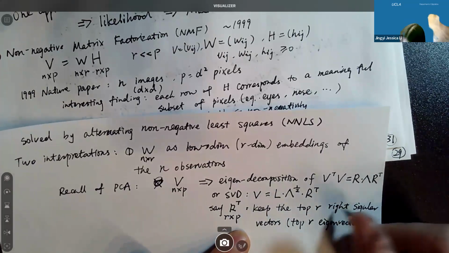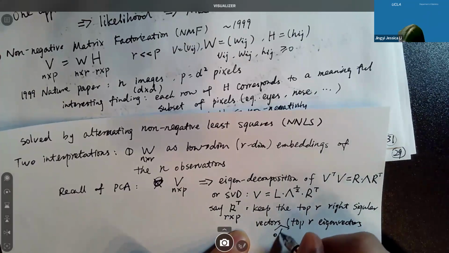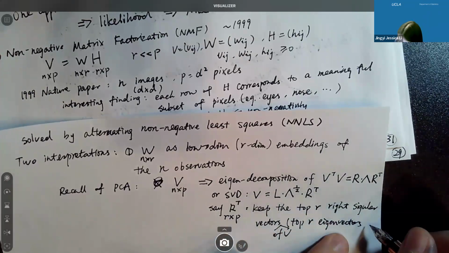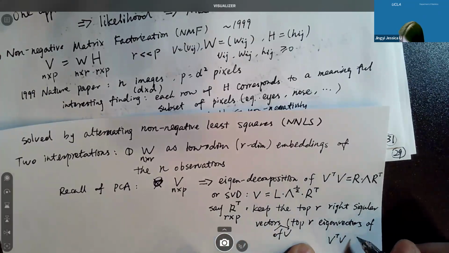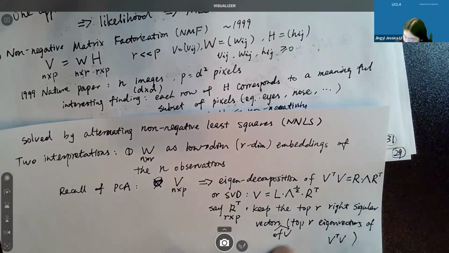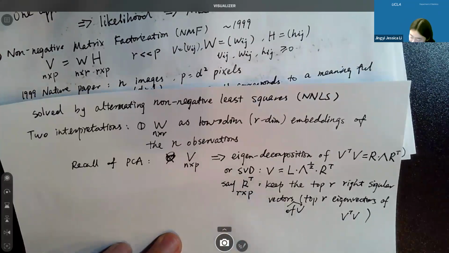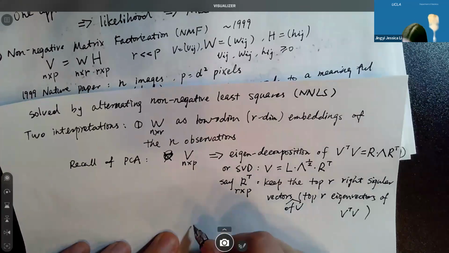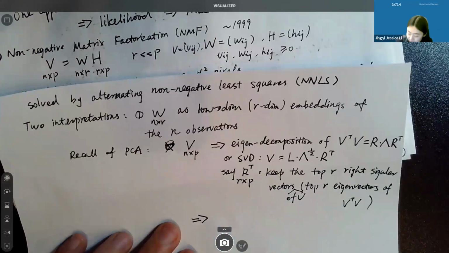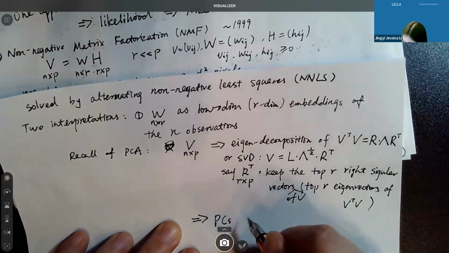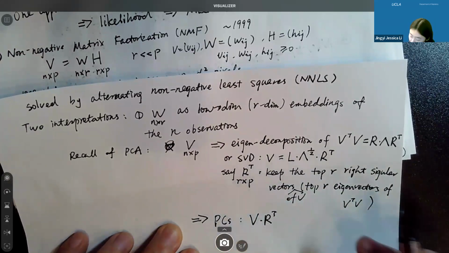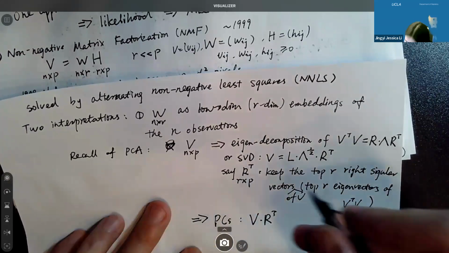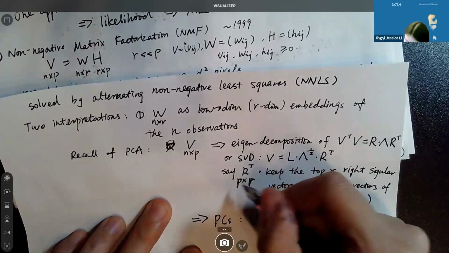So it's the top R right singular vectors of V, or the top R eigenvectors of V transpose V. Either way, we would have this R transpose, and then given that, you would have the PCs. The PCs would be defined as V times R transpose. So you see, R transpose is, sorry, my bad. This is P by R.